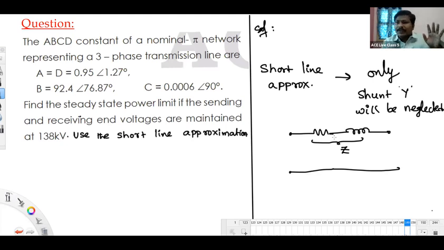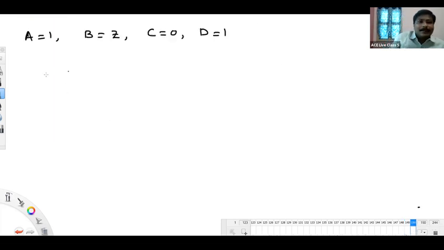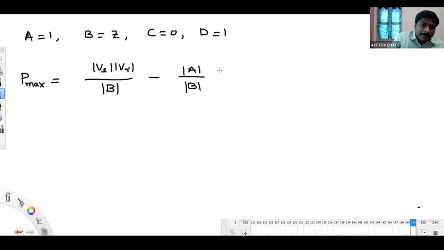I don't advise you to remember a separate formula for the short line; you have to take the same formula as it is of the ABCD. So what is the P maximum formula in the ABCD? P max equals Vs into Vr by mod B cos of beta minus delta, which is 1 for the maximum condition, minus mod A by mod B mod Vr square cos of beta minus alpha. I think all of you are getting this?